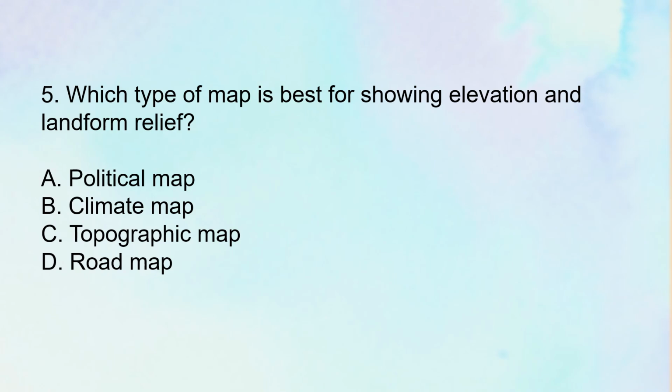Number 5. Which type of map is best for showing elevation and landform relief? Letter A, political map. Letter B, climate map. Letter C, topographic map. Or letter D, road map.